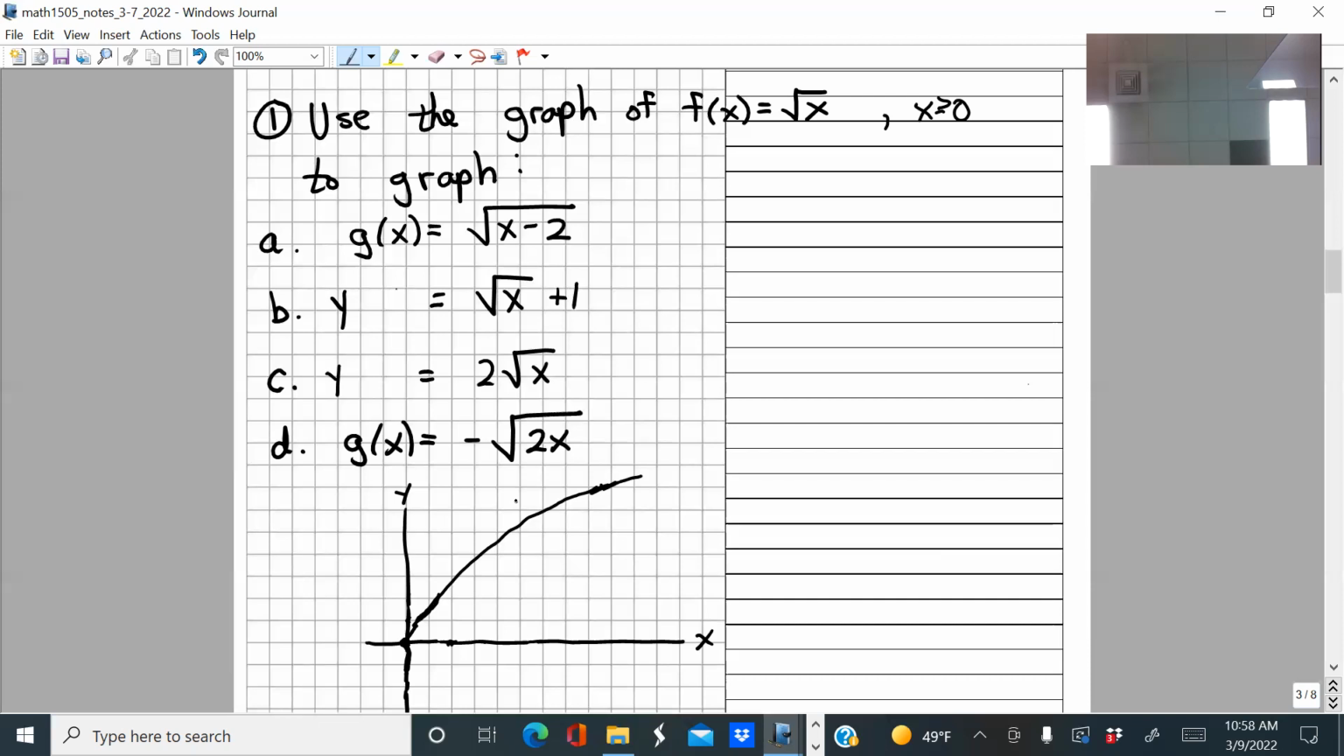All right, so let's start there. Let's figure out what square root of x minus 2 is supposed to look like. Is that a transformation of square root of x?